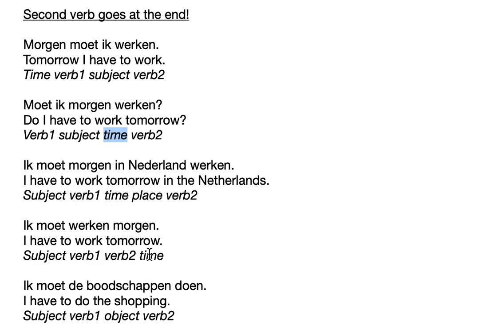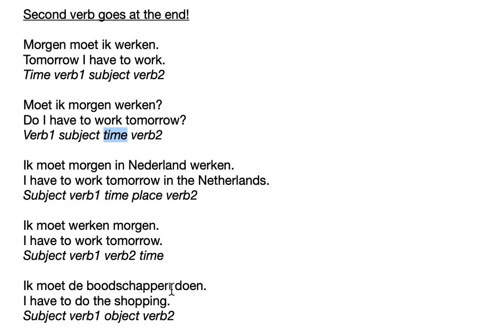If you're using an object, you can't. And what is an object? Well, an object is the object of the action of the sentence. Let's take an example here. I have to do the shopping. And the boodschappen, that's the shopping, like the regular shopping, like your food or the things you need regularly. The boodschappen doen, that's to do the regular shopping.